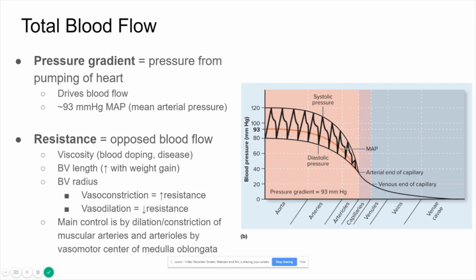And again, this is the main way that you control total blood flow, or the resistance rather, to total blood flow, by controlling the dilation and constriction of your muscular arteries and arterioles. And as we'll see in a minute, that's mostly controlled by the vasomotor center of the medulla oblongata, as well as by a number of hormones.